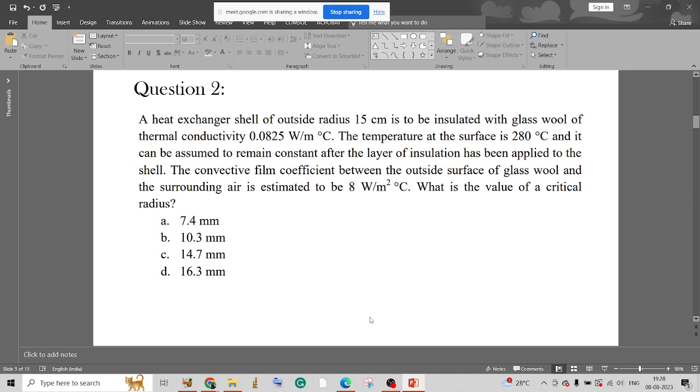As I've already said at the initial time, if the inner radius itself is greater than the critical insulation thickness, the increase of the heat loss won't be there. So we don't have to think about that.